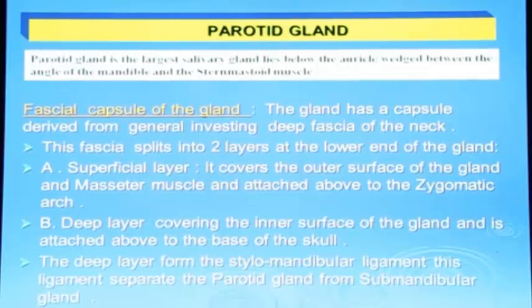Fascial capsule of the gland. The gland has a capsule derived from the general and deep fascia of the neck. This fascia is split in two layers at the lower end of the gland. So the fascia, which is covering the gland, splits in two layers at the lower end of the gland.